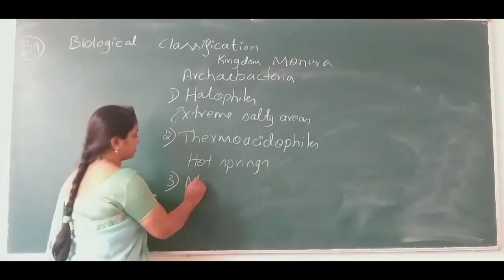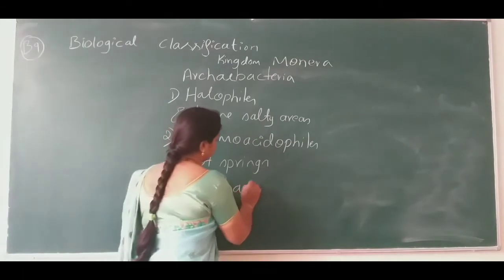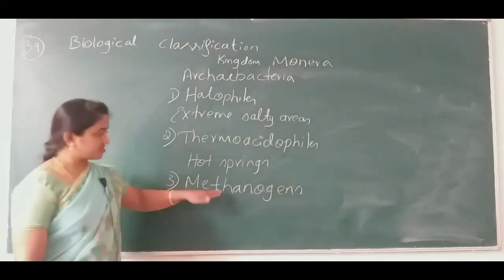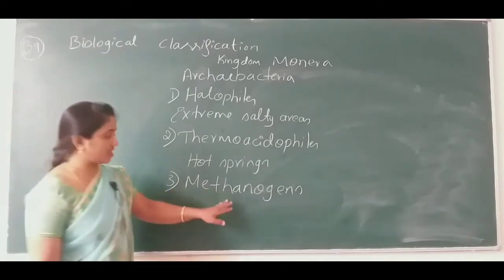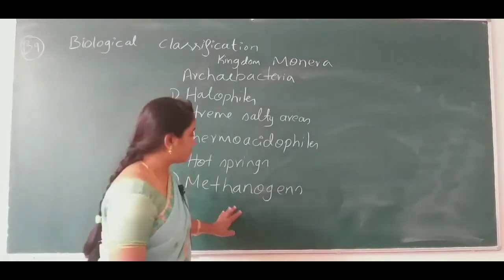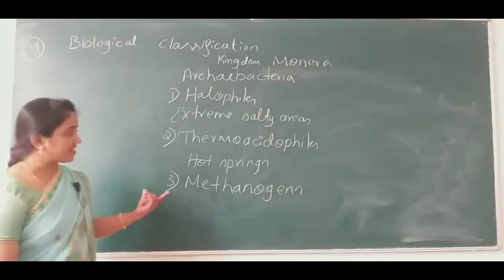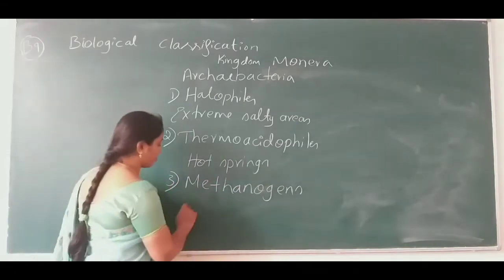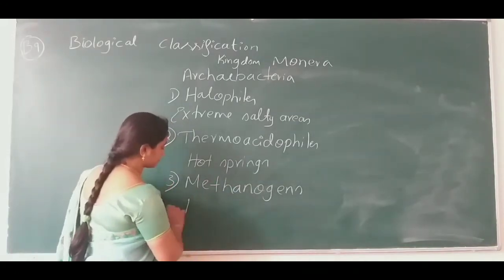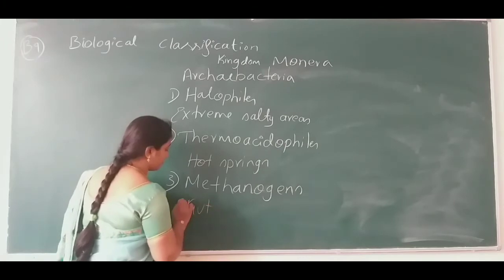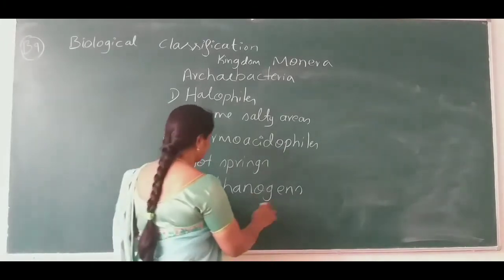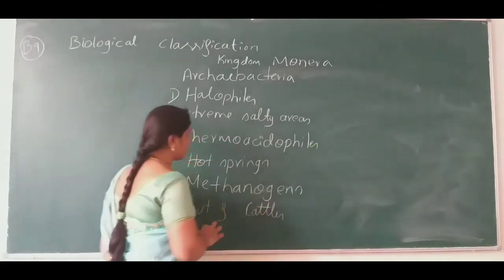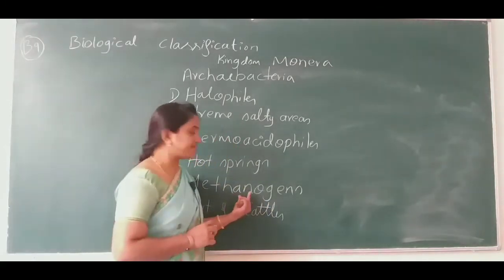And the third one is Methanogens. Yes, a number of times they have asked about the Methanogens. You have to observe this now. The Methanogens are the type of Archaeobacteria found in the gut of the cattle. It is very simple to understand the Methanogens.